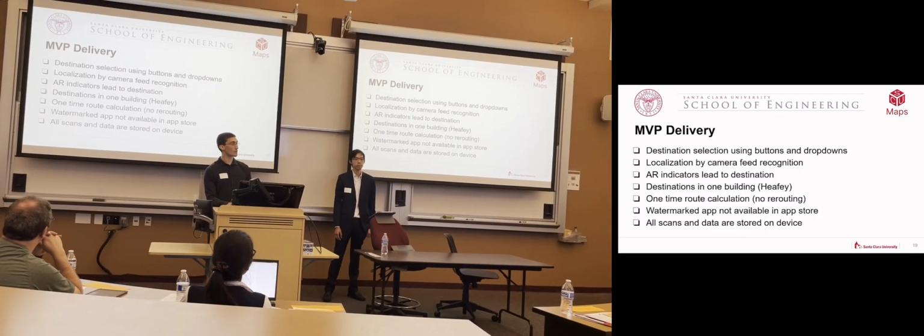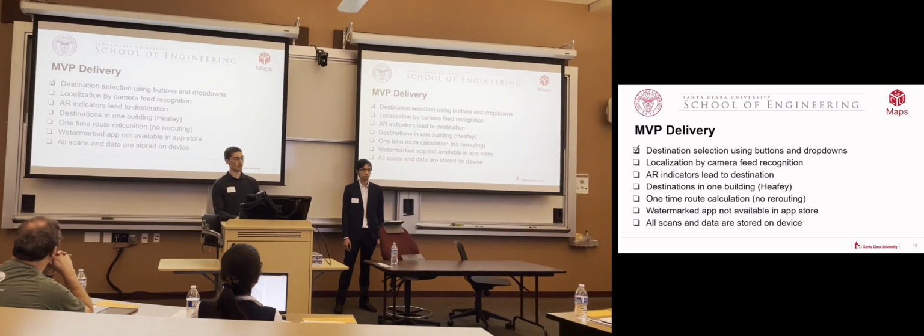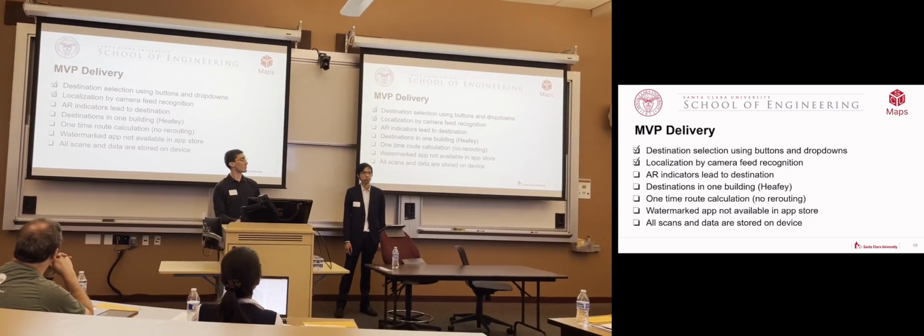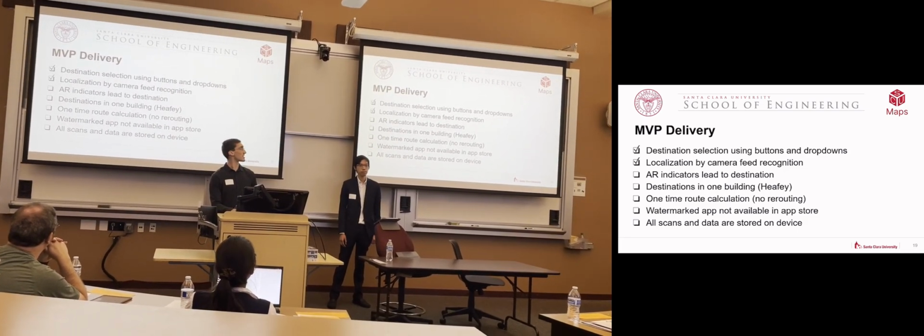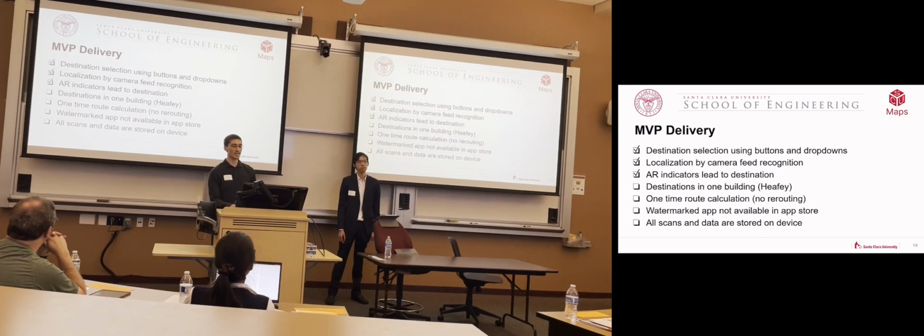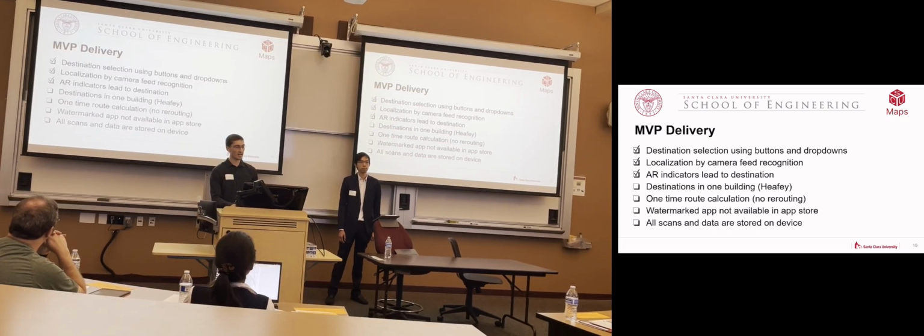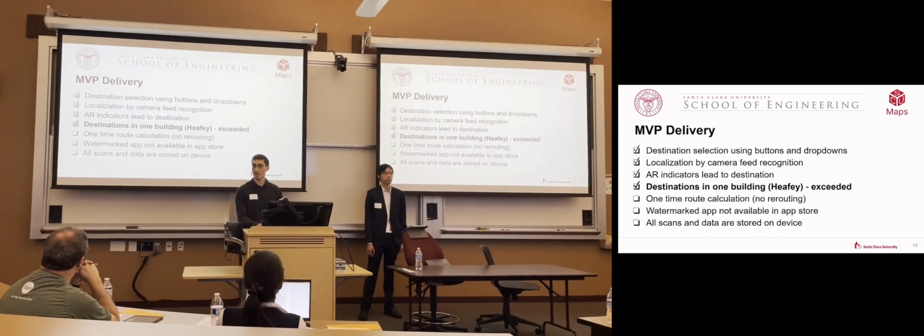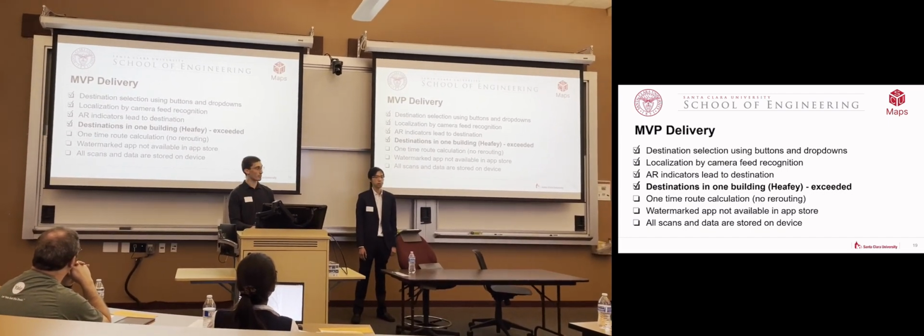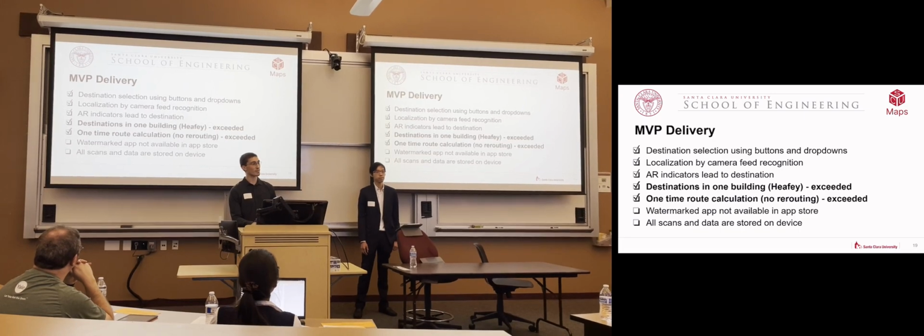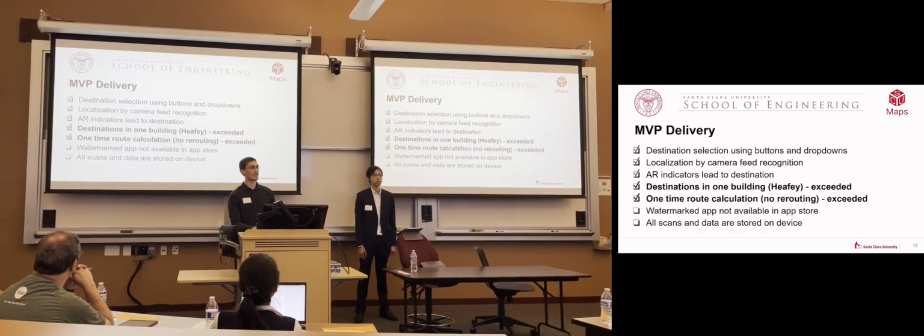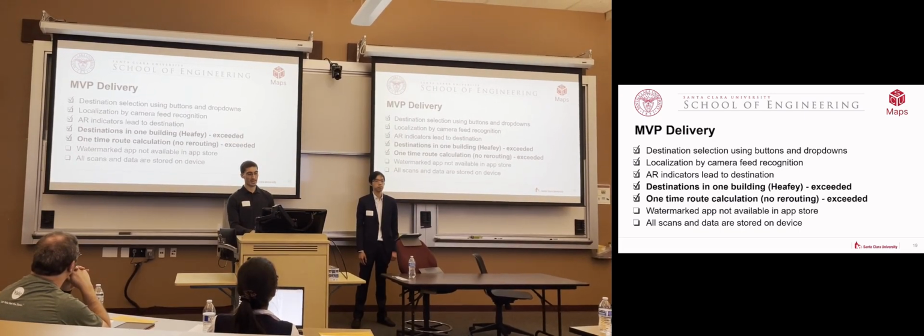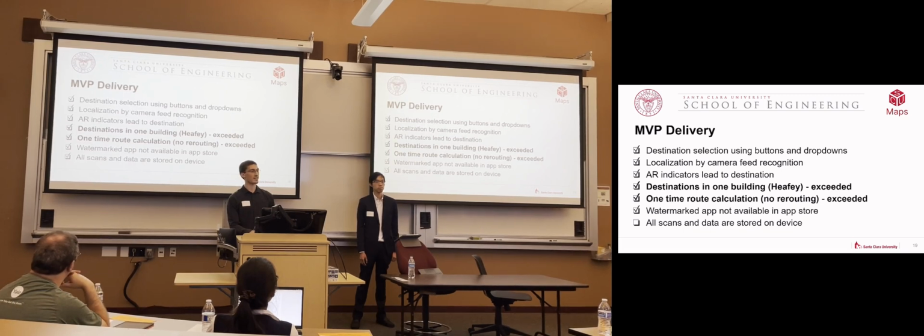So checking in with the goals that we had set for ourselves for the MVP, we do have destination selection. We are able to recognize where you are just based on the camera feed. We have AR indicators to lead you to your destination. And we've actually exceeded these next ones. We have destinations not just in one building, but actually in two, both HEFI Hall and Bergen Hall. And we have automatic rerouting, so if you go the wrong way, we can guide you to the next shortest path. Our app is watermarked, and all scans and data are stored on the device.